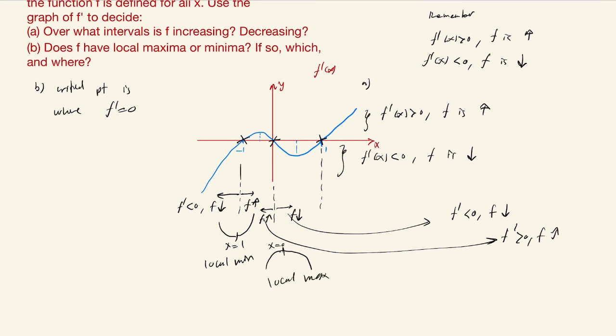Now at x equal to 1, on the right side, we can see that the first derivative is positive, which means the function is increasing, and on the left side it's the opposite. The derivative is negative, which means the function there is decreasing. So when we graph the function of x, it looks something like this. Therefore, x equal to 1 is a local min.